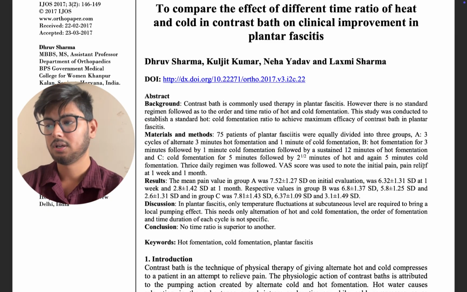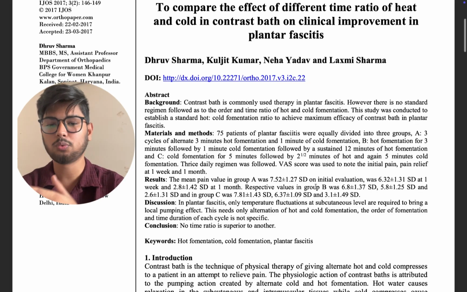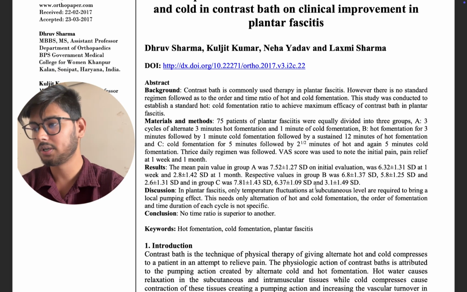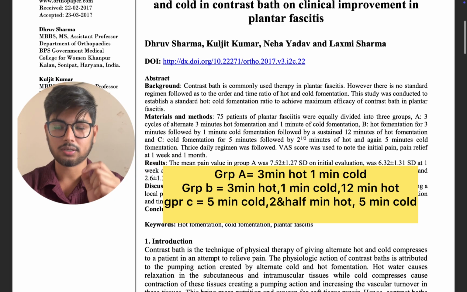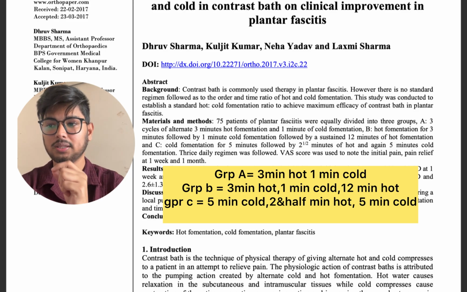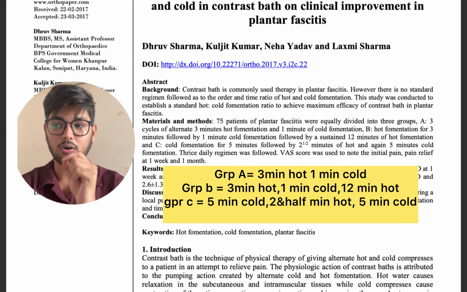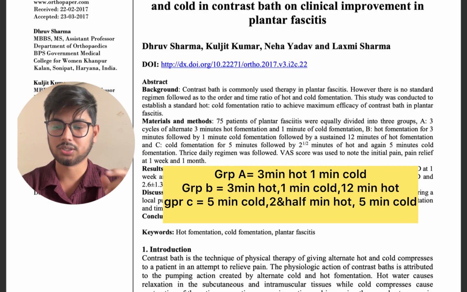So they have included 75 patients with plantar fasciitis, and they have equally divided them into 3 groups. So what are the groups? As you can see, in group A, they are giving 3 minutes of hot submersion and 1 minute of cold, 3 cycles per day. Then 3 minutes of hot and 1 minute of cold, followed by 12 minutes of hot submersion in group B.